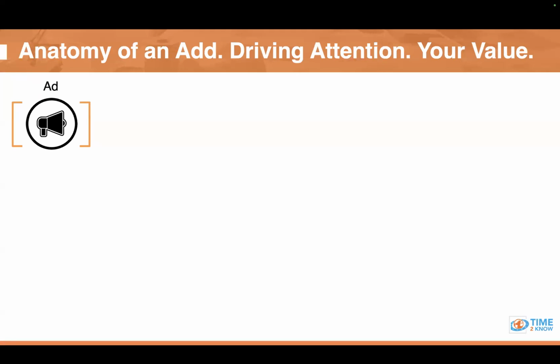So let's look at the anatomy of an ad. And I see here I have a typo. So this is the way we drive attention, and this is where you put your own value. So one value is coming from the product or the service that you're promoting, but the other thing is your own value.